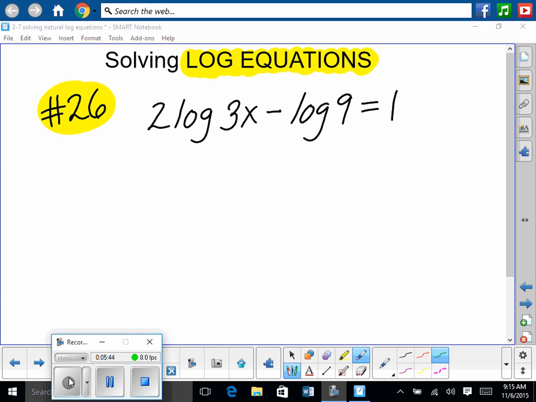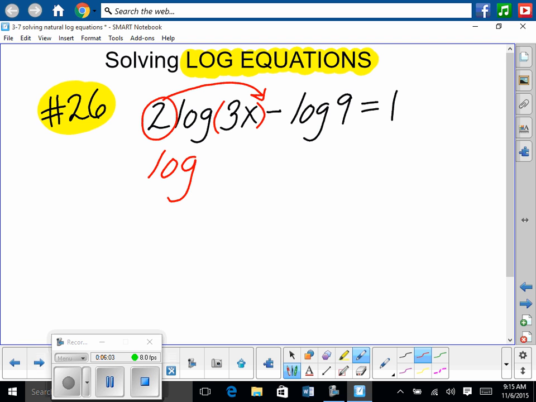So we've got to pull this together using properties of logs into one log. The good thing is, I was seeing some good things. You were grabbing the 2 and bringing it up into the exponent. Now, wasn't that 2 in front of log of 3x? So wasn't that 3x technically? Okay, so we've got to be really careful. So we have log of parentheses 3x squared, and then we have minus log of 9 is equal to 1.